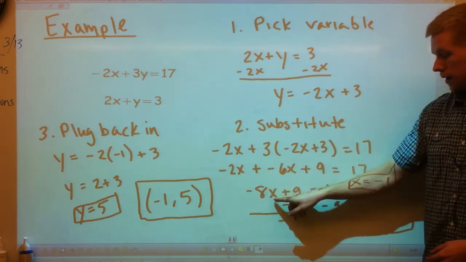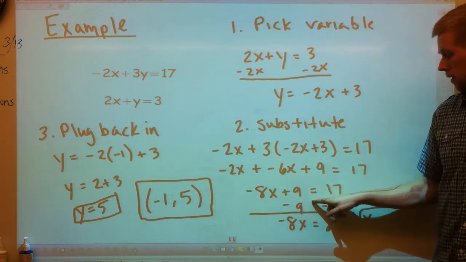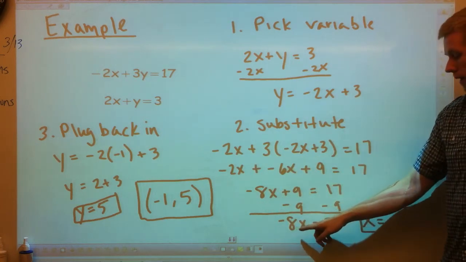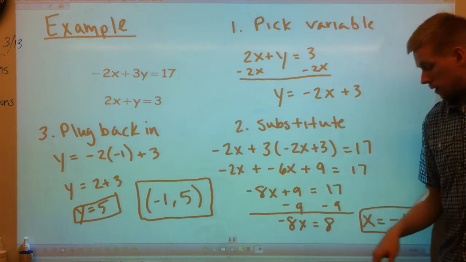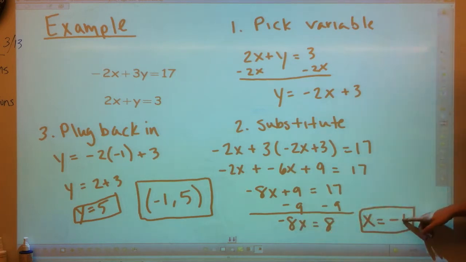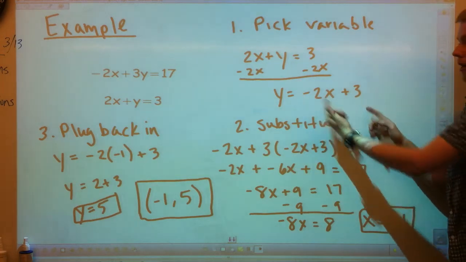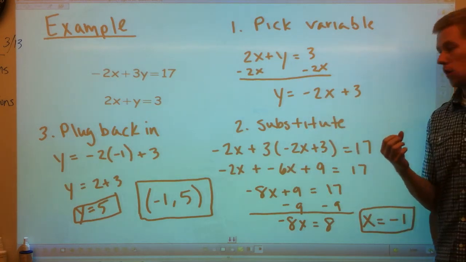Subtract 9, I'm solving for x now. Once I get all this set up, I'm solving for the one letter I have. Subtract 9 from both sides, you get negative 8x equal to 8. And then when I divide by negative 8 on both sides, I get x equal to negative 1. Okay, so I got one letter, I got half of my ordered pair. Now I need to plug this back into what I've already solved for, which was y. I need to find out what the number is for y.